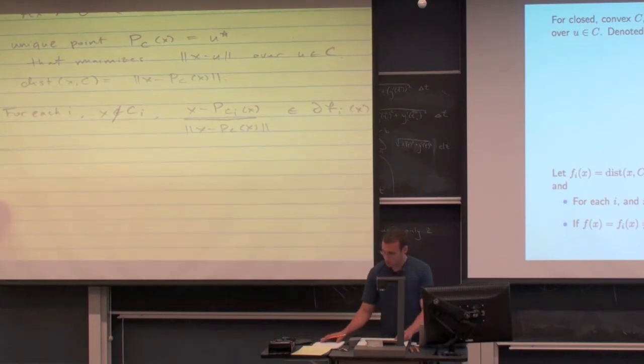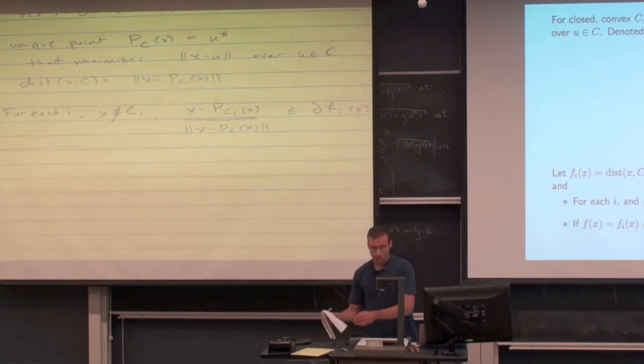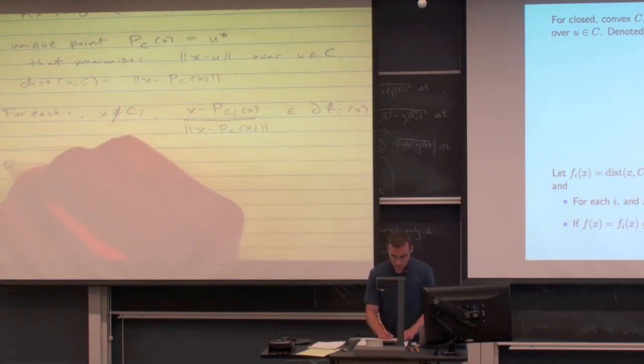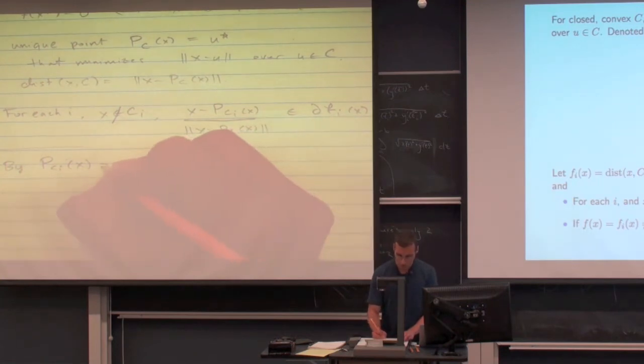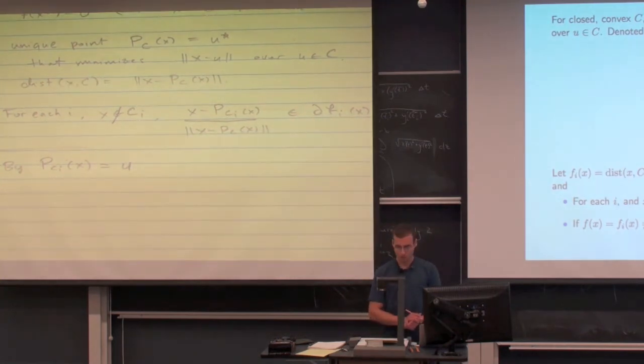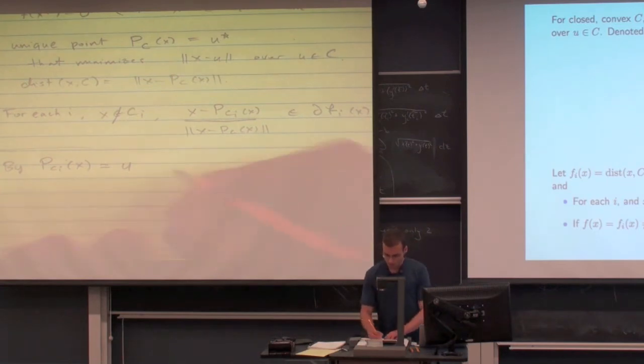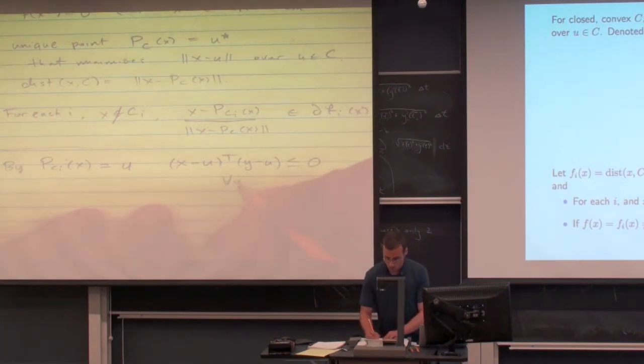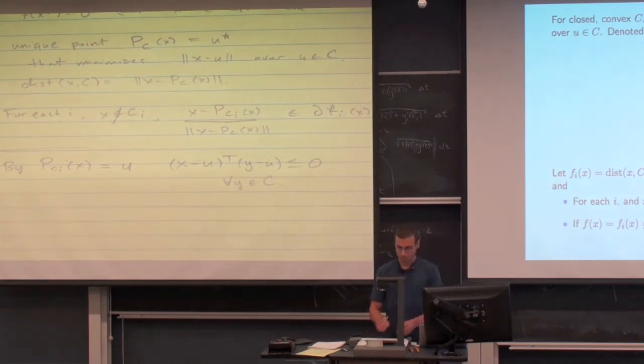We're going to start off by recalling that by the definition of this projected point, and I'm going to call this u just because I don't want to keep writing the projection over and over again, it's true that (x minus u) transpose (y minus u) is non-positive for any y in the convex set C. Okay, so why is that true?